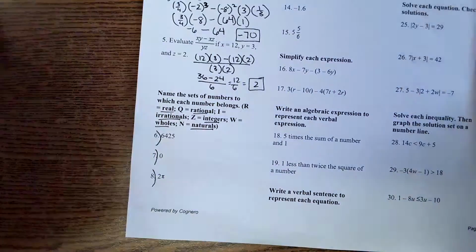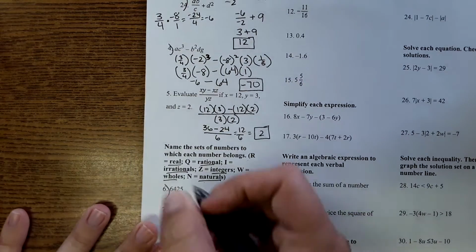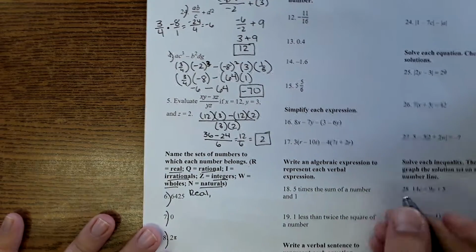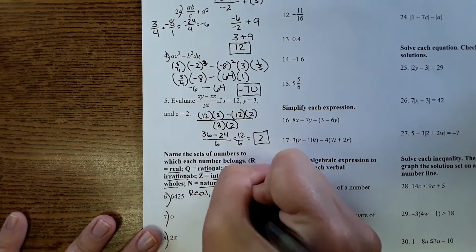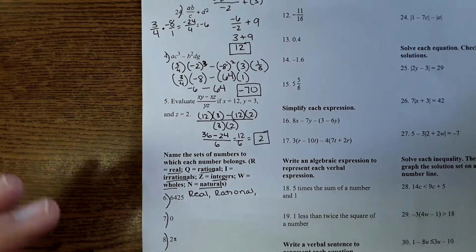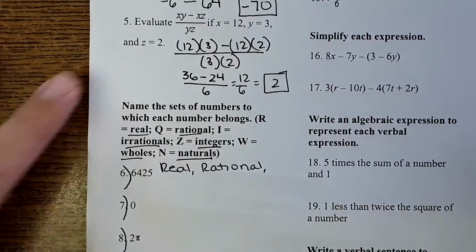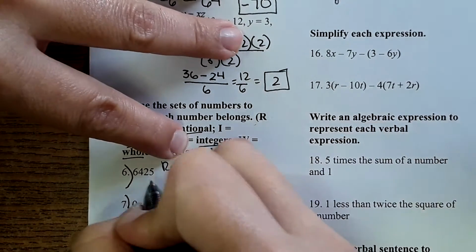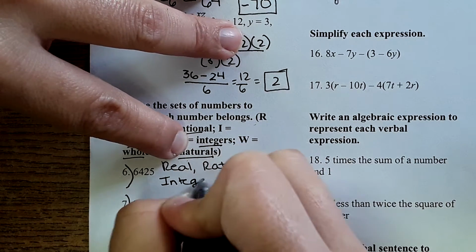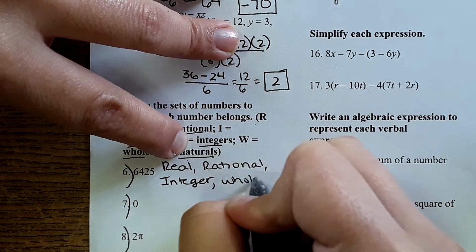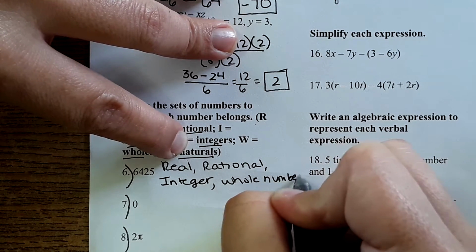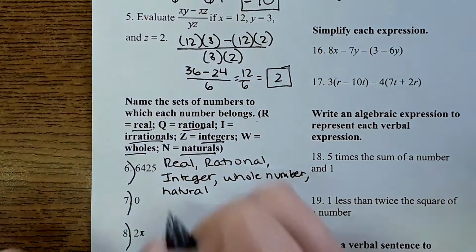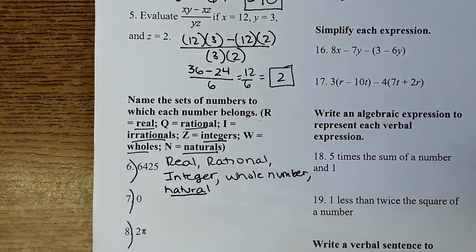Okay, now looking at that, we can apply that here. So you just kind of go down the list. This is a real number because it fits in the chart. It is a rational because it can be represented as a fraction. It is not irrational. It is an integer, positive or negative number. It is a whole number. And it is a natural number. The most specific would be natural.